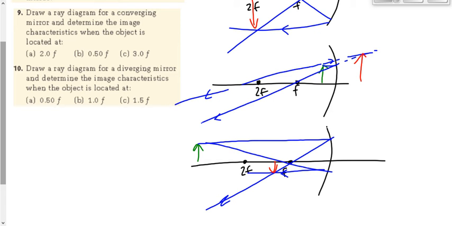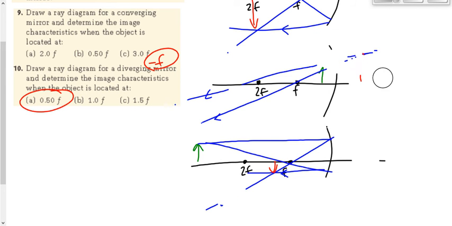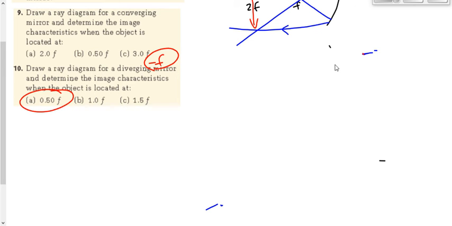In number 10, draw a ray diagram for a diverging mirror. For a diverging mirror, F is a negative value, although we're not doing a calculation here, so it doesn't really matter. Habit, right? 0.5F. So let's say we've got our diverging mirror, our convex mirror. The focal point is actually on the other side of it.